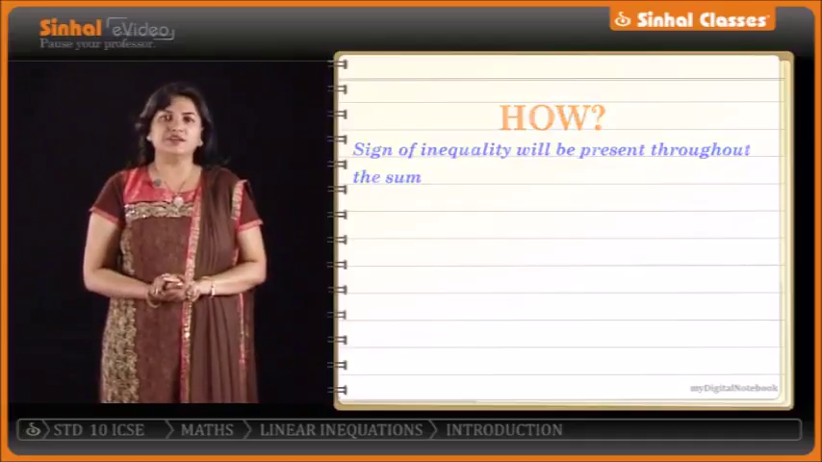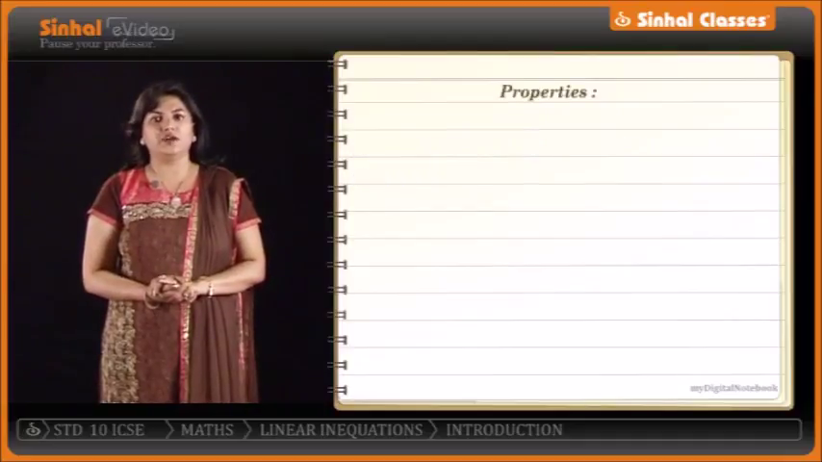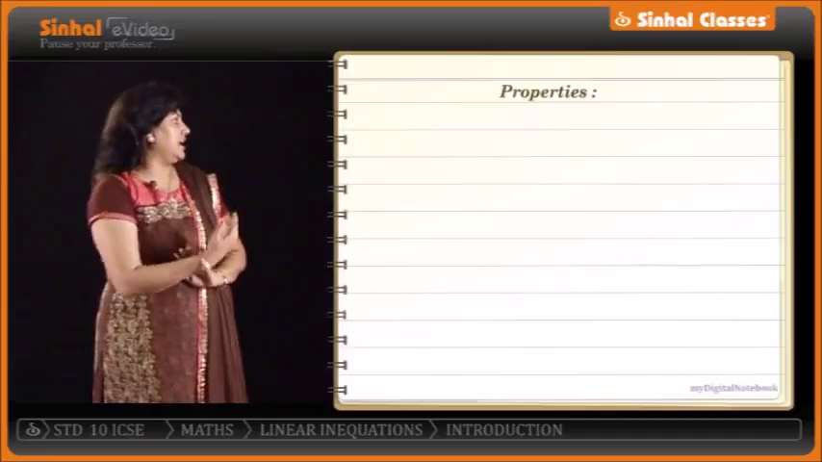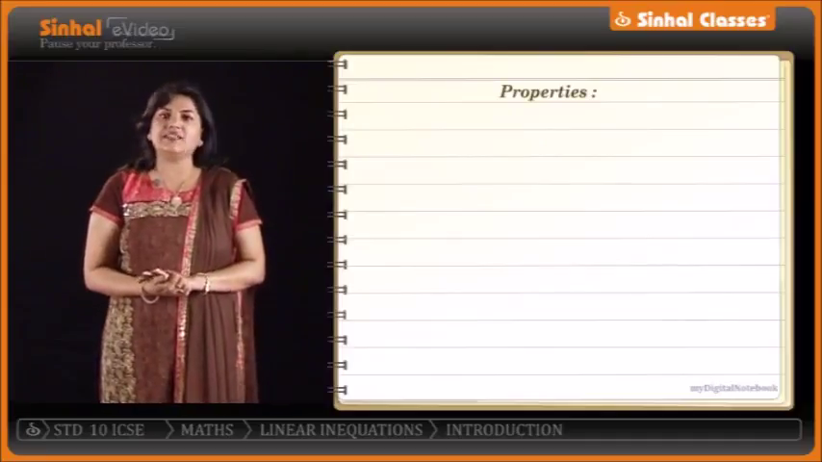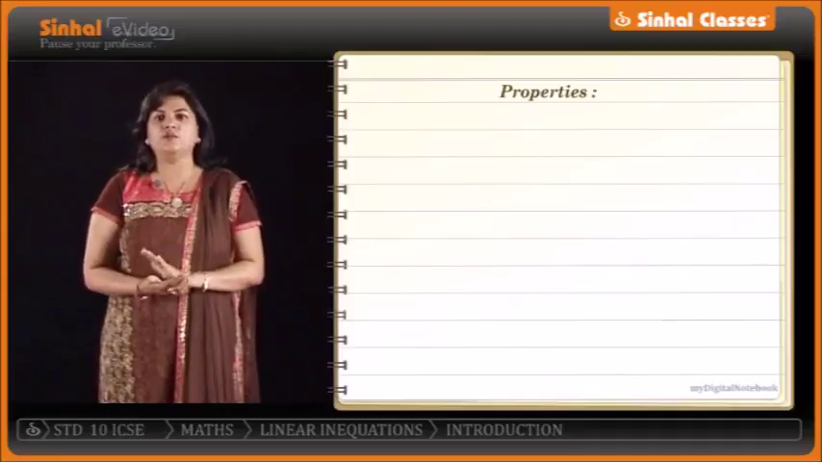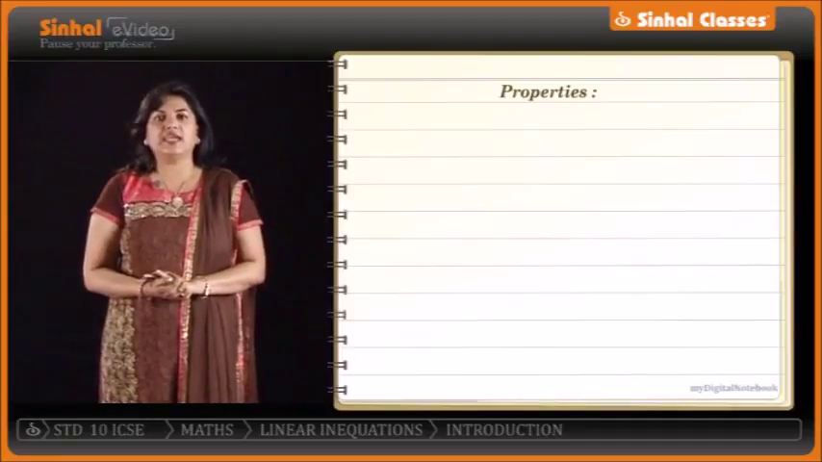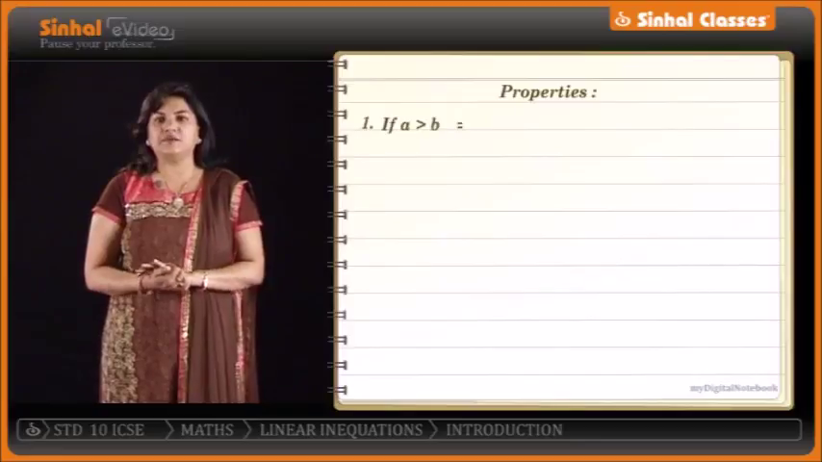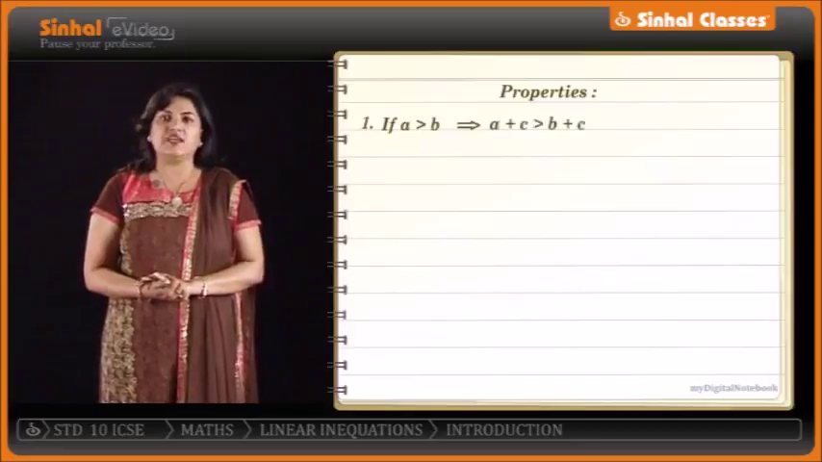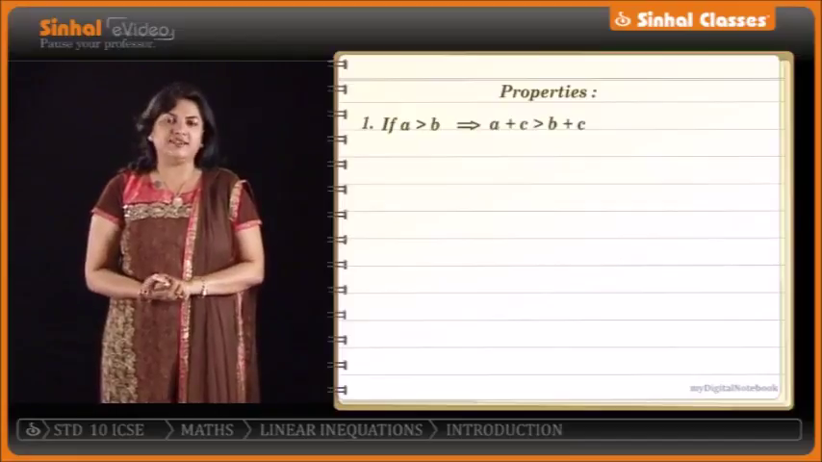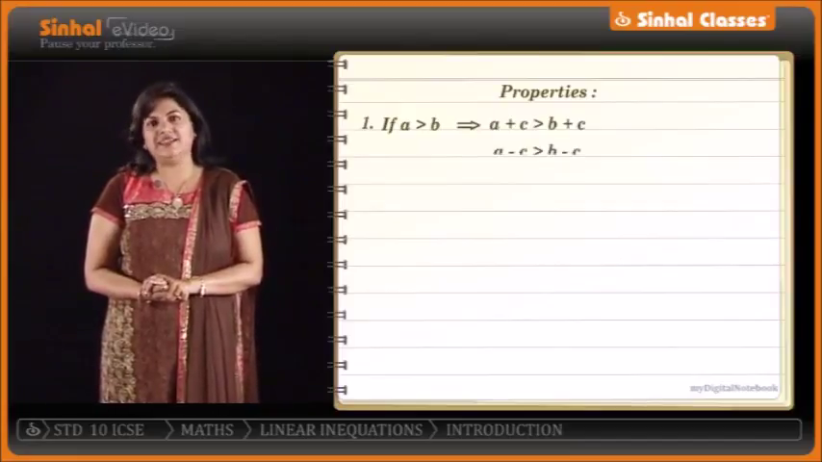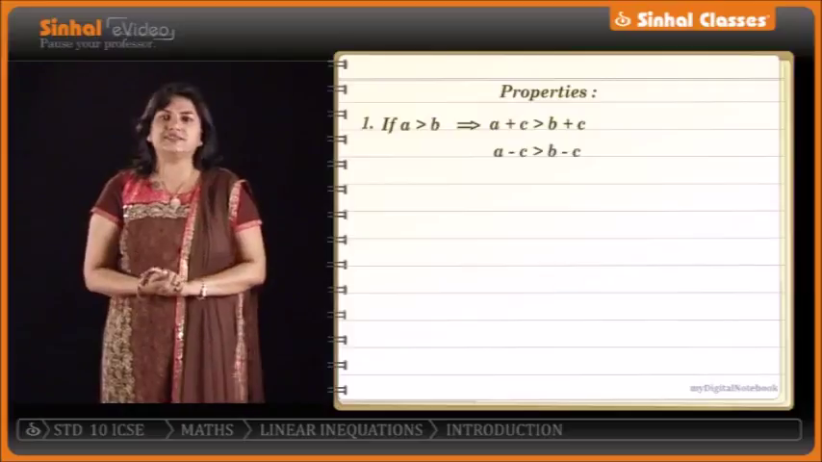Now, we are going to learn some properties on inequations. If A greater than B and we wish to add the same number, say C, on both the sides, we get A plus C greater than B plus C. Same way, we subtract the same number C from both the sides. We get A minus C greater than B minus C.